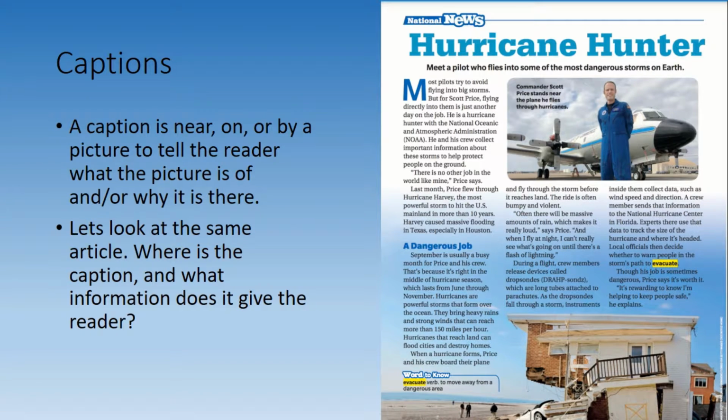The next thing we're going to be looking at is captions. Captions are tied to the pictures, which is why we covered pictures and then captions. A caption is near, on, or by a picture to tell the reader what the picture is of and or why it is there. Let's look at the same article. Where is the caption, and what information does it give the reader?